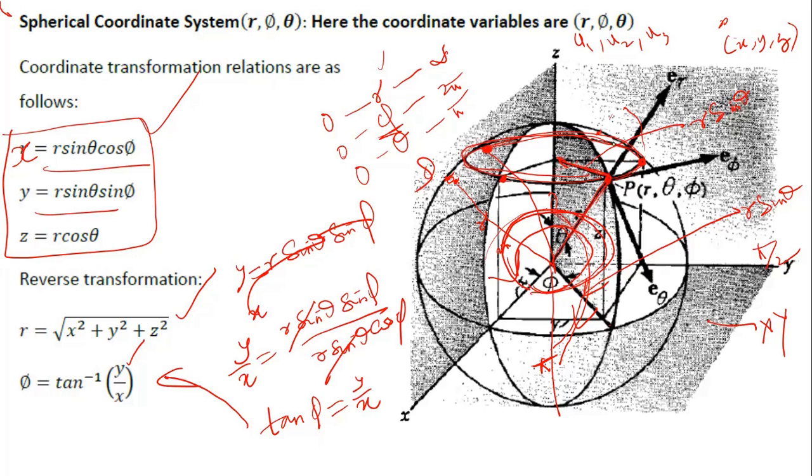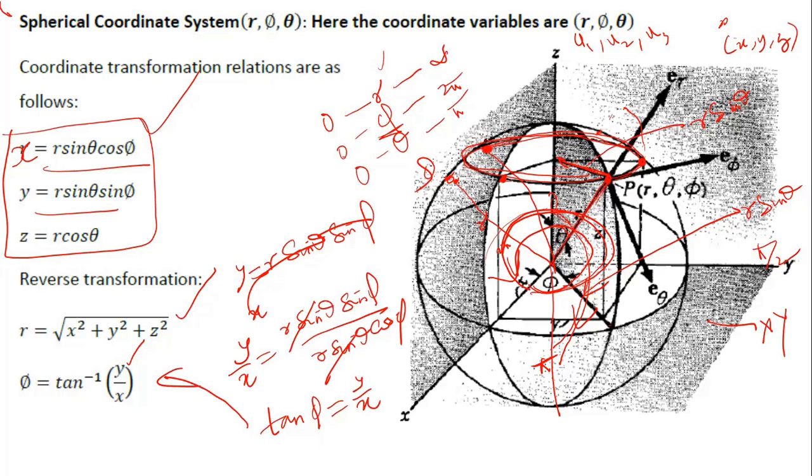So you see that the coordinate line corresponding to phi is no longer a straight line. It is a curved line, or it is actually a circle.